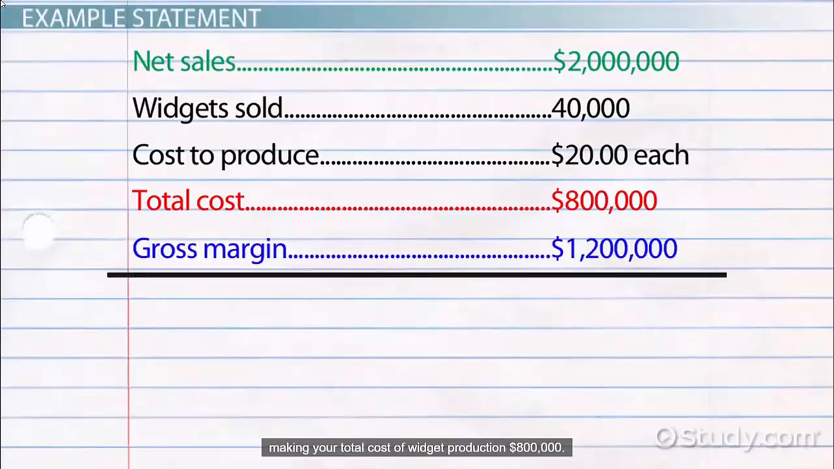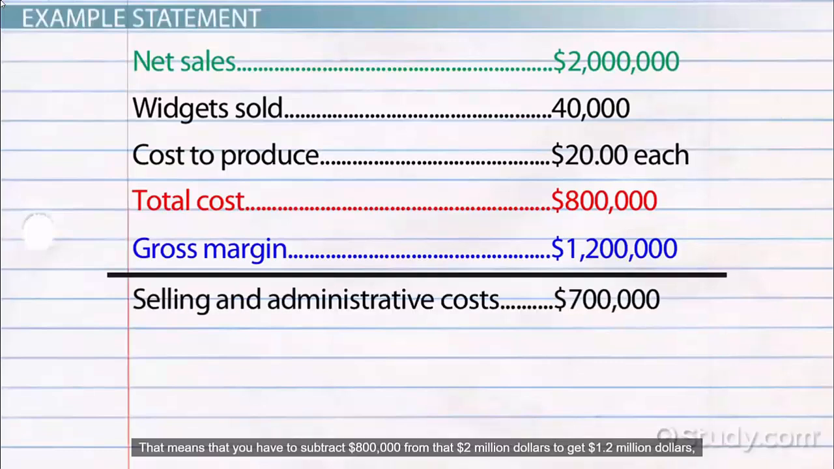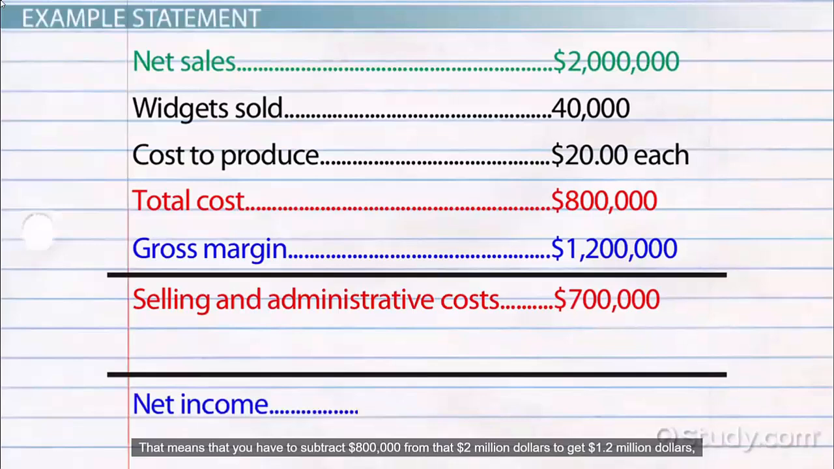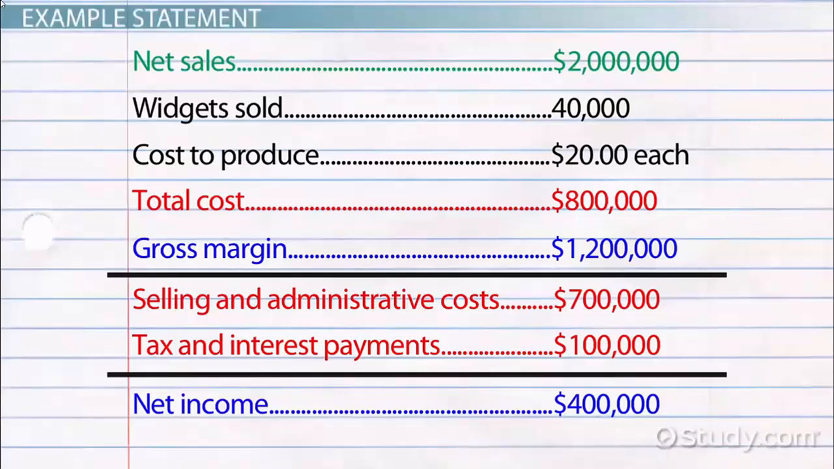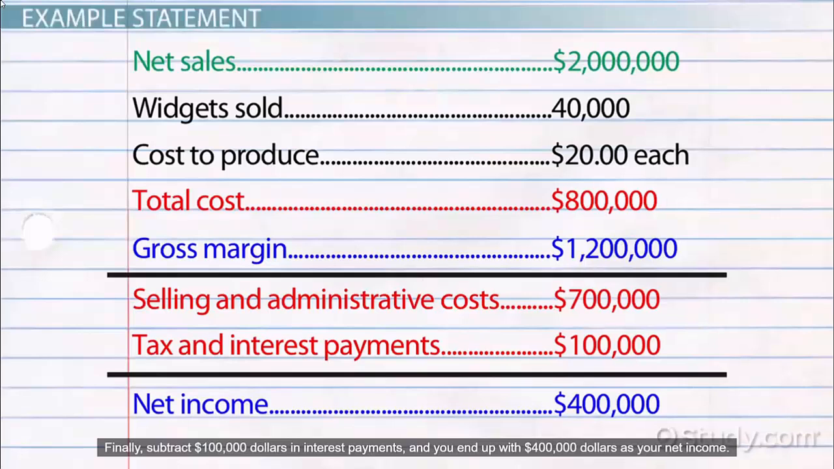your gross margin. You also had $700,000 in selling and administrative costs. That means that you subtract that from the gross margin and get $500,000. Finally, subtract $100,000 in interest payments, and you end up with $400,000 as your net income. Not a bad month, but definitely not the $2 million in sales that you started with. Note that each of these amounts is a line item on the budgeted income statement.